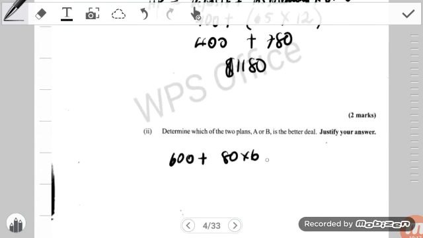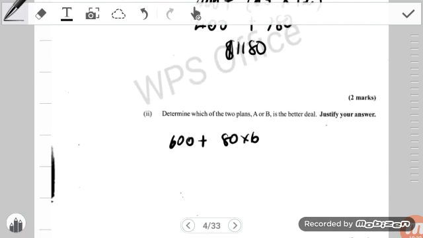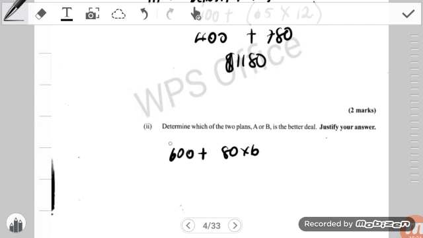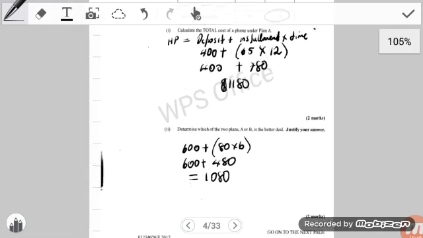But remember, at the bottom right here, they mentioned that there's a 5% tax. Let me just do one part at a time. So that's 600 plus 6 times 80. That should give me 480, and that's going to be equal to 1,080. It seems as if plan B is going to be a better price so far, but we haven't done the tax yet. So let's do the tax here.